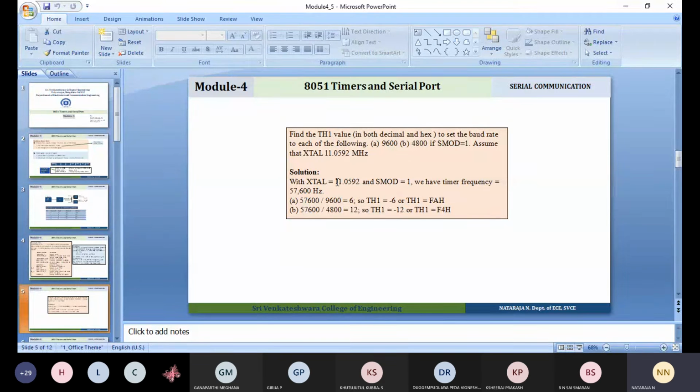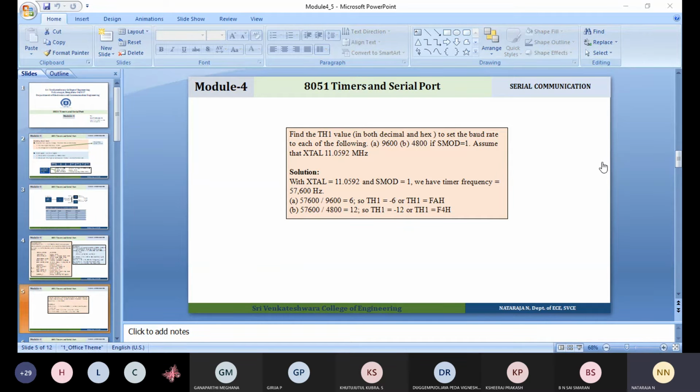Here 11.0592 MHz, SMOD is equal to 1. We have the timer frequency 57600. If I divide 57600 by whatever baud rate they have given, you will get 6, that will be taken as -6. The equivalent of -6 in hexadecimal, FA, you are going to get. Like this you are going to find. Make a note of this.